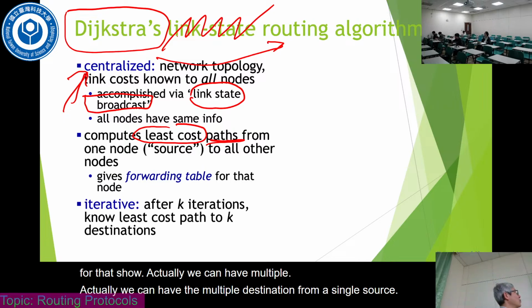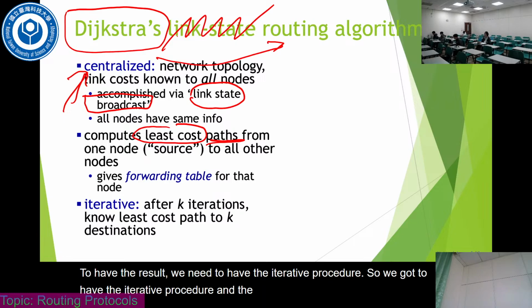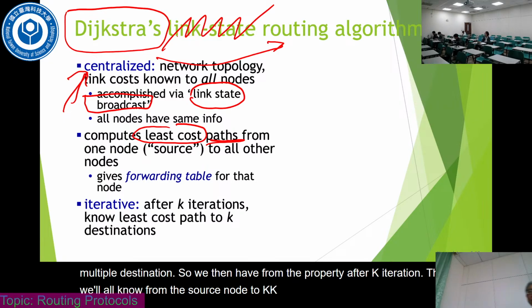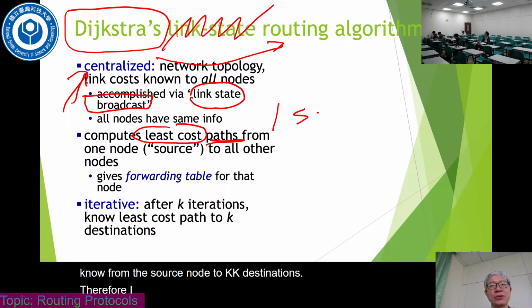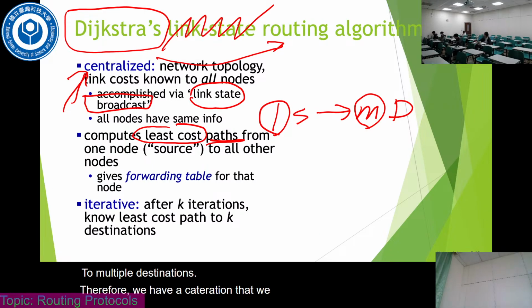To have the result, we need to have the iterative procedure. So we already have the iterative procedure, and it is iterative because of a single source to multiple destinations. So we already have the property: after k iterations, we will know the least cost path from the source node to k destinations. Therefore, one source to multiple destinations.